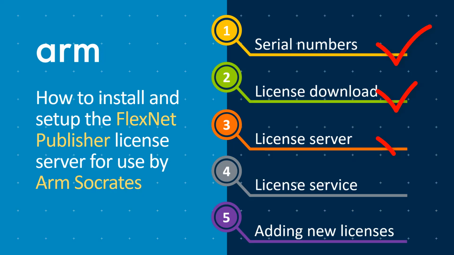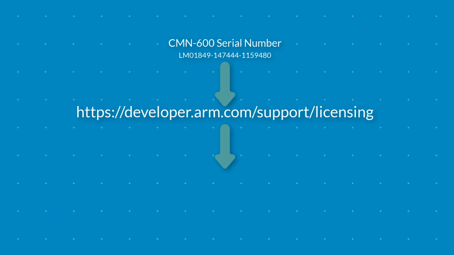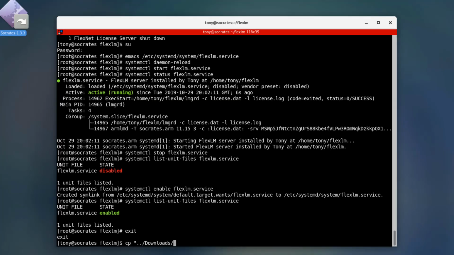Finally, I want to show you how to add new licenses to the license file and to inform the server about these new licenses. As an example, suppose we are given a new serial number for a CMN600 license to allow us to build a CMN600 interconnect. We first need to convert this into an actual license file, just as we did before. We can download this license file and open it up in a text editor.